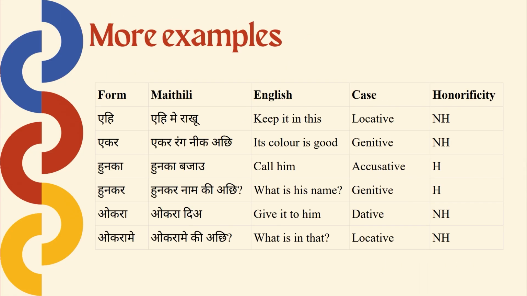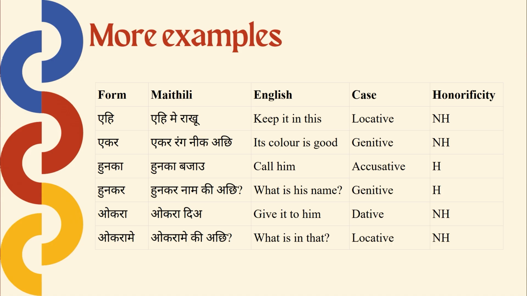So let's look at few more examples because we listed many forms. So let's at least take a look at all the forms. So we can have in Maithili something like ehi main rakhu, rakhu, keep it in this. Again here ehi is locative case because we are locating something, like keep it in this particular thing, and it is non-honorific because it's non-human. Ekar rang neek ach, its color is good. So it is genitive case, so we are talking about the color which belongs to something, so it's a genitive case. Again it's non-honorific.